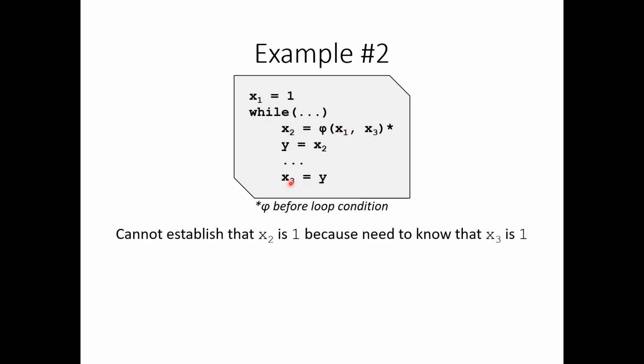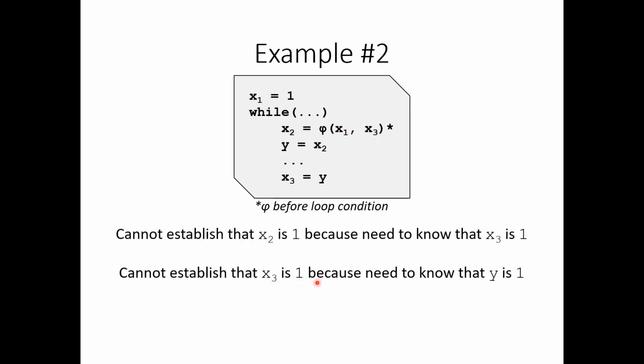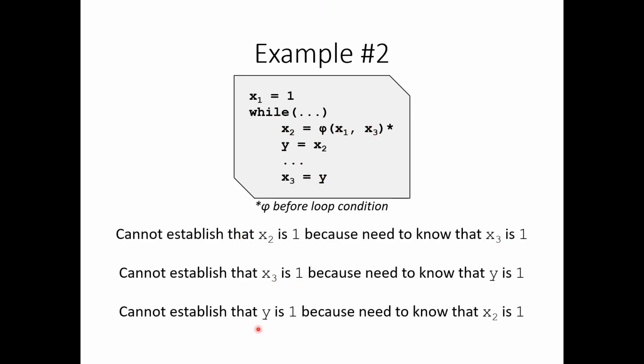Okay, so I cannot establish that x2 is 1 because I don't know what x3 is. I cannot establish x3 is 1 because I don't know what y is, and I cannot establish that y is 1 because I don't know what x2 is. So what's the problem here? The problem is I wasn't able to figure out that x1, x2, x3, and y are all 1 because I have some kind of circular dependence between them.